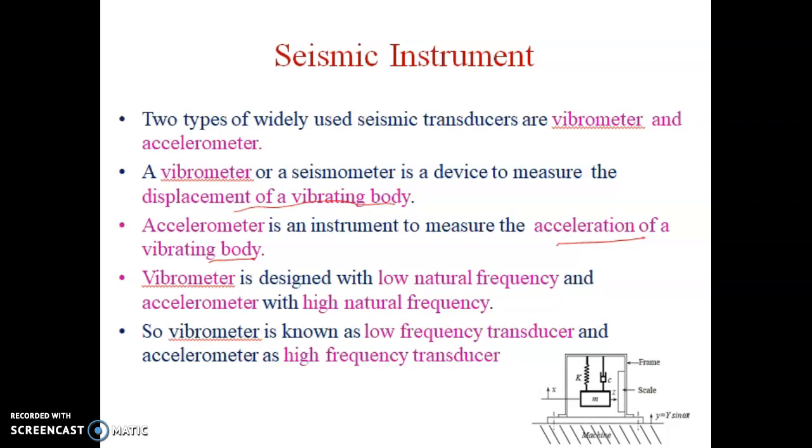The condition is such that if we use low natural frequency, that is omega n, then it is a vibrometer. If we are using high natural frequency, then it is an accelerometer. So a vibrometer is known as a low frequency transducer and accelerometers are known as high frequency transducers.